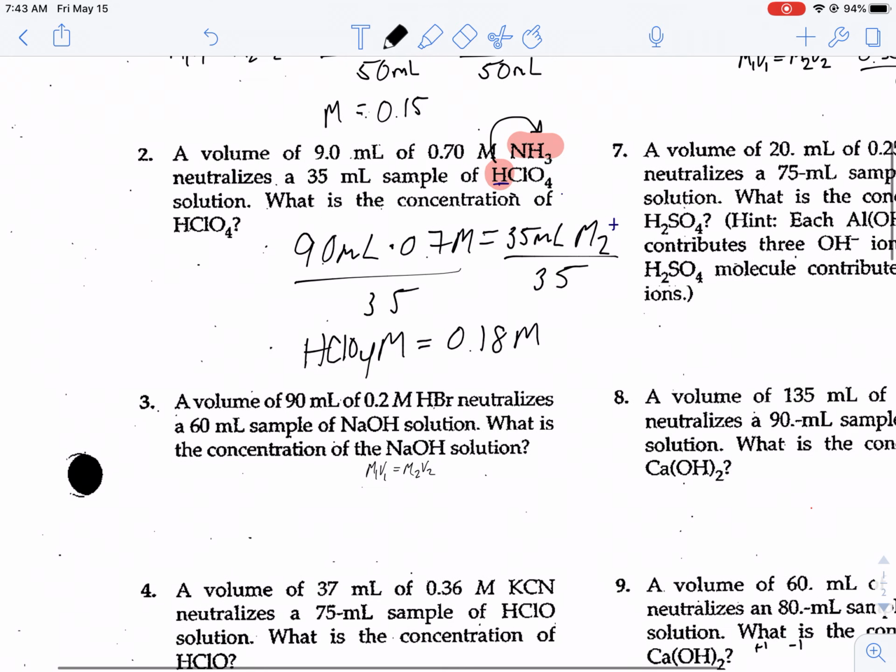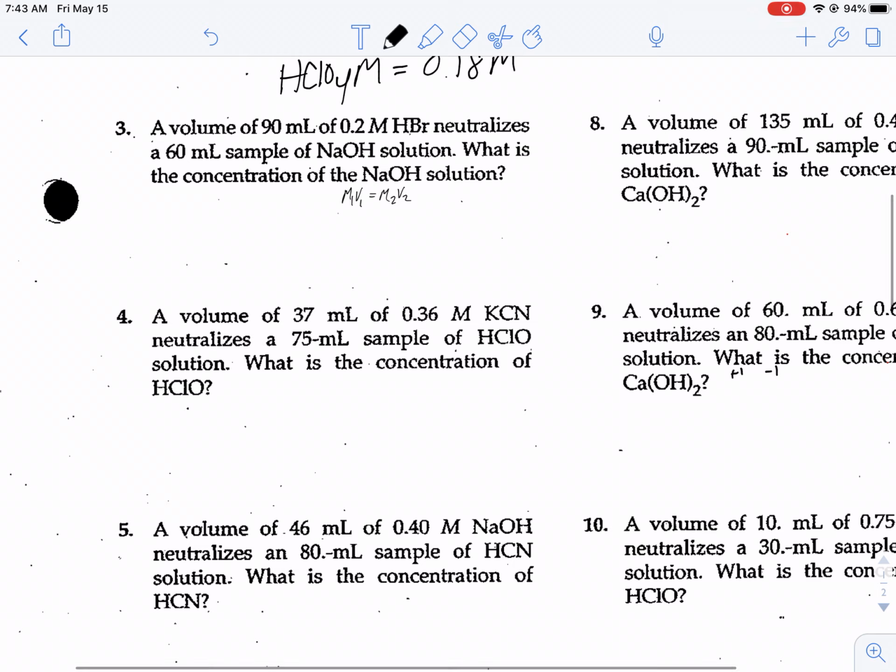The other one like that was number 4. Sorry, not number 3, number 4. Number 4 is very similar. Again, we don't have a traditional acid and base. We have a Bronsted-Lowry acid and base, but the same is going to hold true. Your KCN is going to act like your base, while your HClO is still going to be your acid.